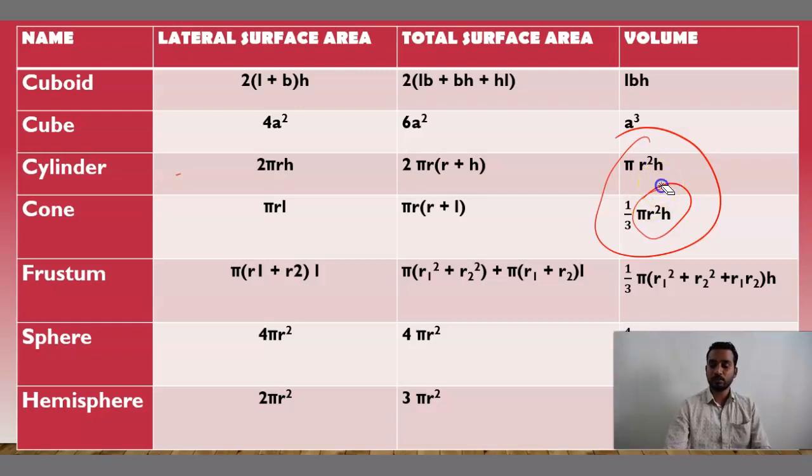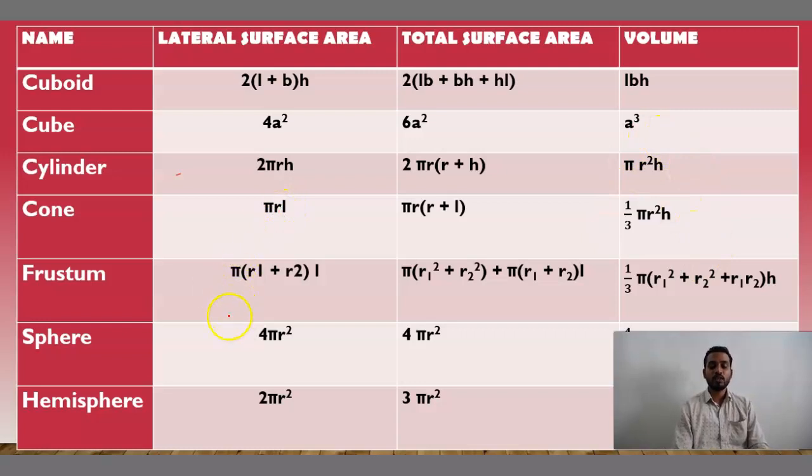Now frustum. This is very important. For frustum, what is the formula? The formula is actually pi into r1 plus r2 into L. This is the formula to find the lateral surface area of the frustum of a cone. So how to remember this formula?